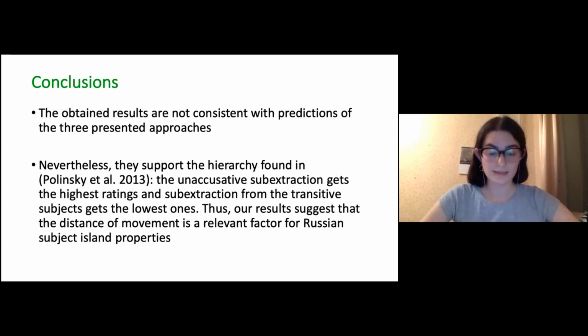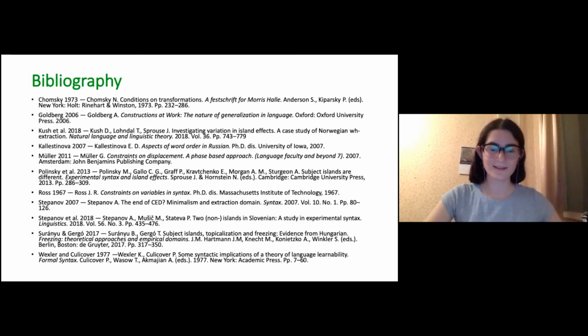Thus, our results suggest that the distance of movement is a relevant factor for Russian subject island properties, though to get reliable conclusions we must check this in the frame of one experiment with the same respondents. So, thank you. Now I'm ready to answer your questions.